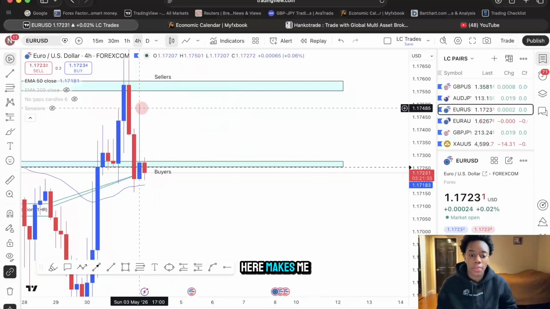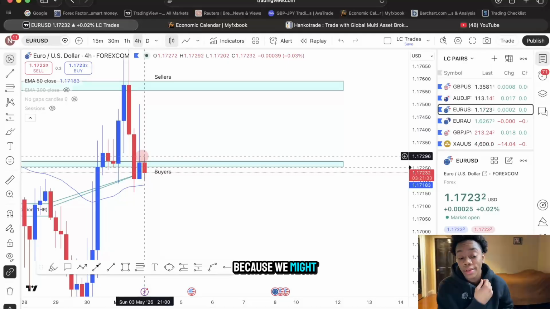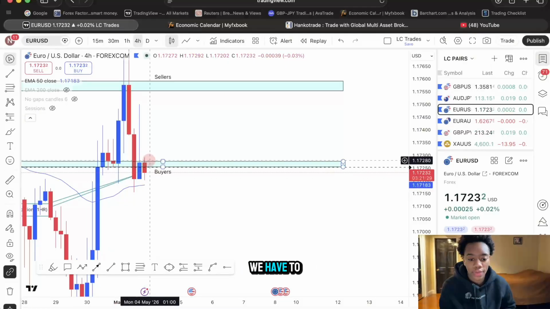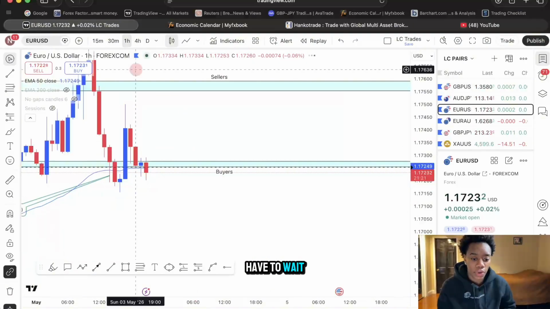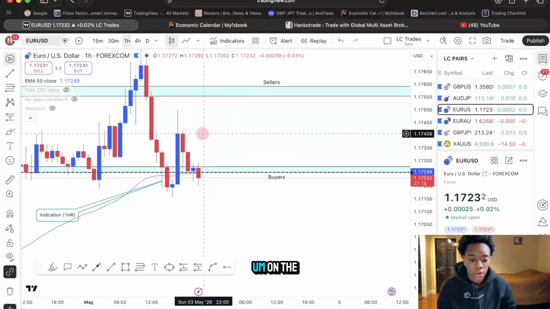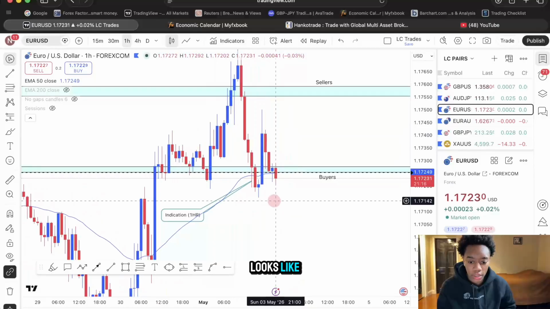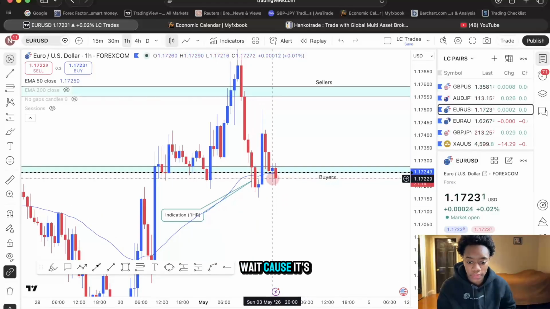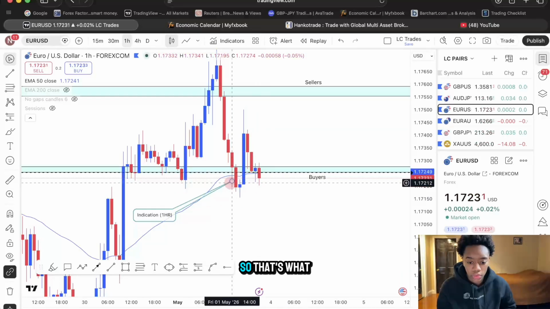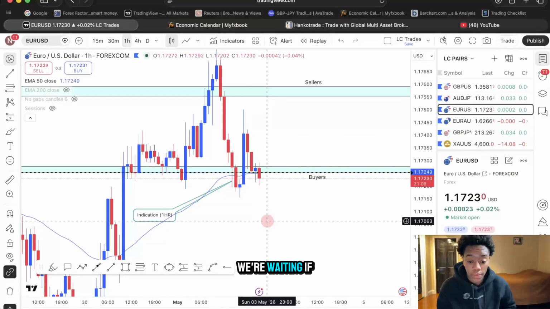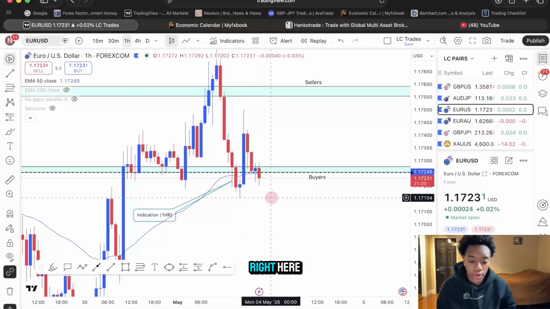This candlestick right here makes me a little nervous because we might do a wick fill on that. I'm okay if we do a wick fill on that. Honestly, we have to wait for this candle to close anyway to make sure that it is a continuation candle as it looks, but it didn't close yet, so we will have to wait. On the 1 hour, the candle also did not close yet. So that's all we're doing. We're waiting. If we do get a candle closure right here, that's perfect.